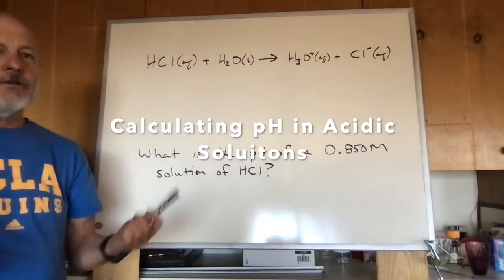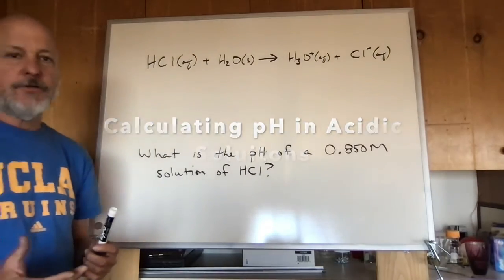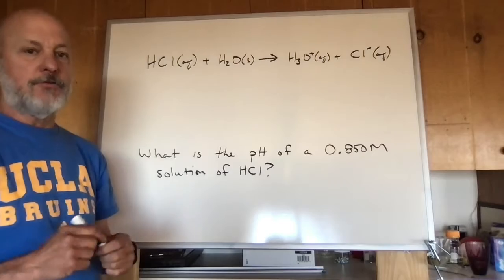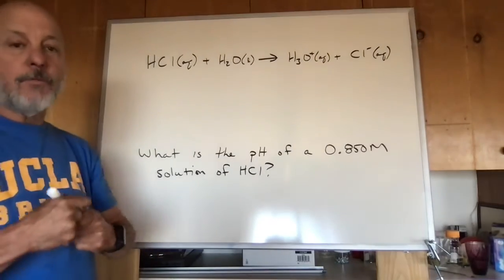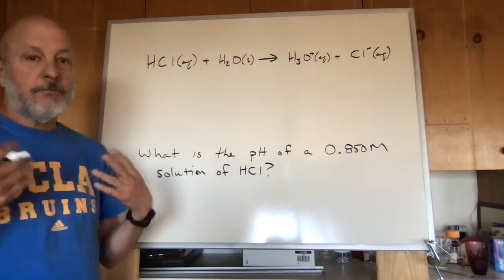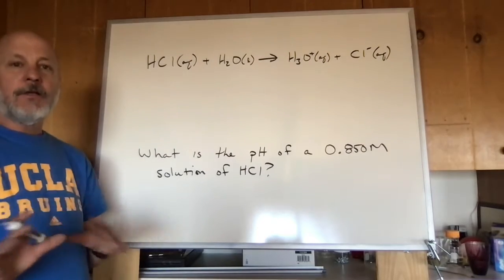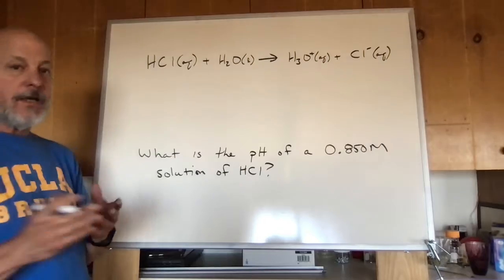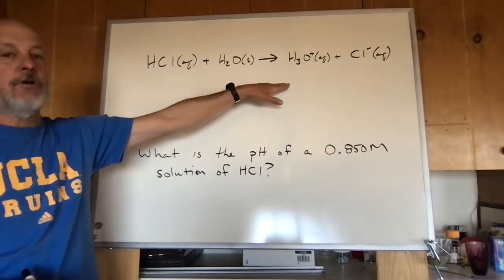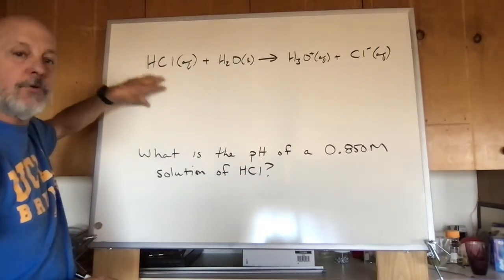Okay, so let's take a look at how we find the pH of acidic solutions. And then in the next video, we will look at finding the pH in basic solutions. We're going to spend most of our time in acid-base chemistry looking at weak acids, but let's start by looking at a strong acid. Hydrochloric is a strong acid.